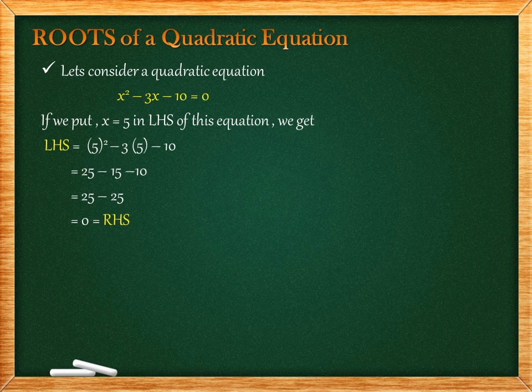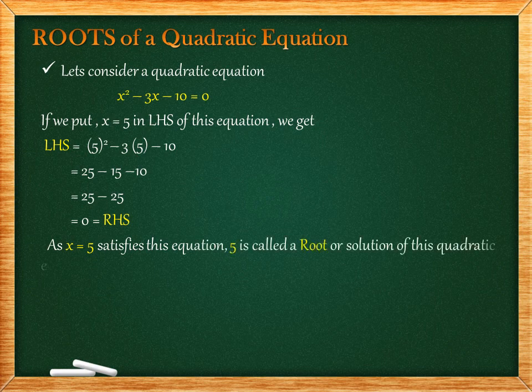Now we can see when we put x equals 5 in the left hand side of this equation, we arrive at the right hand side of the equation. So it means x equal to 5 satisfies this equation. Now as x equal to 5 satisfies this equation, 5 is called a root or solution of this quadratic equation.